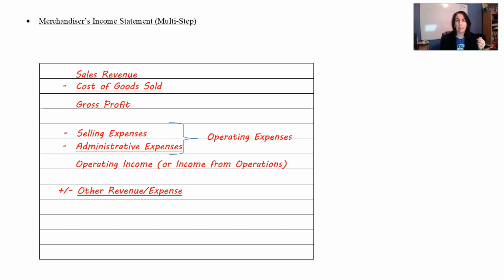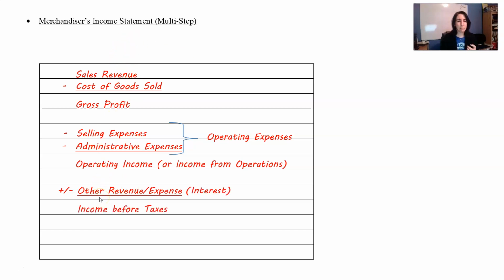rent out a parking lot. Let's say we happen to have an empty parking lot we're not using, and somebody comes to us and says, hey, can we rent your parking lot? And we say, sure, we're not doing anything with it. And they give us $10,000 to rent our parking lot for the year. That would be other, because that's not part of our core business operations. Another thing that typically falls in other revenue and other expenses is interest expense or interest revenue, because borrowing and loaning money is also not part of a merchandiser's core business operations.